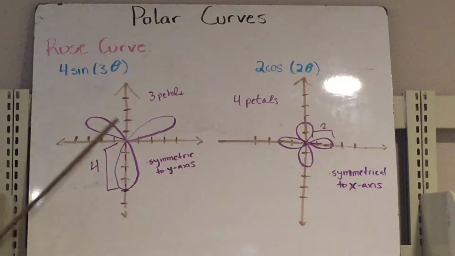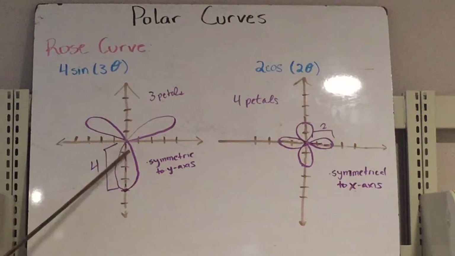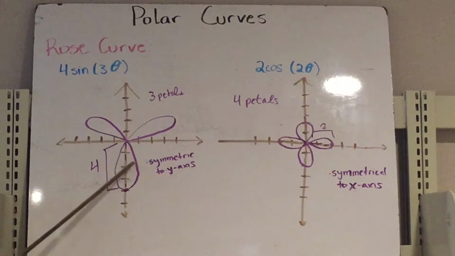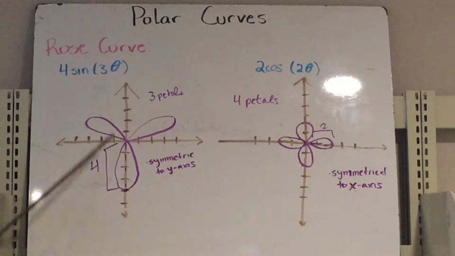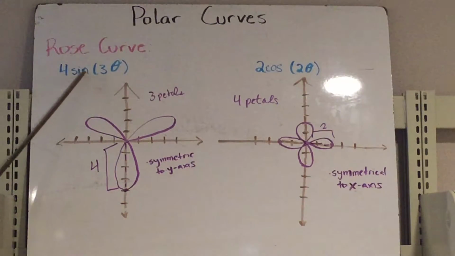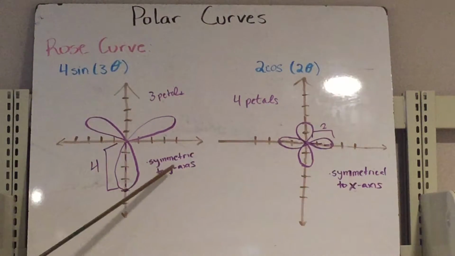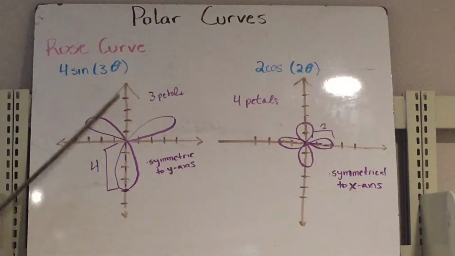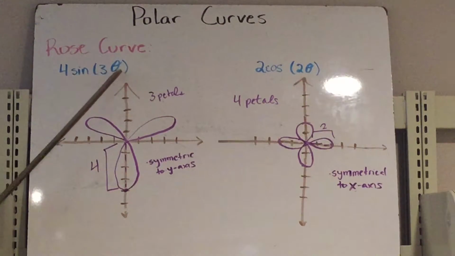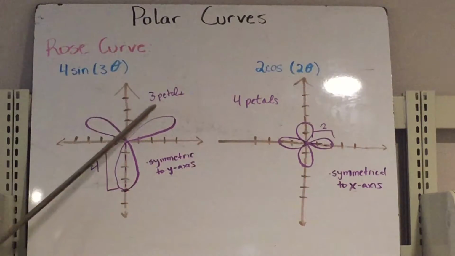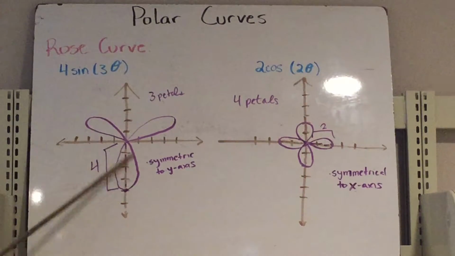So if you look at the petals for this one, you'll notice that the length of the petals, 1, 2, 3, 4, is 4. And the A value for the equation is 4. So those match up. The other thing is sine. Because it's sine, you see this Rose curve is symmetric to the y-axis. And the third thing is, since it's 3 theta, the n value is 3. So that means we have 3 petals, which is what we see here.